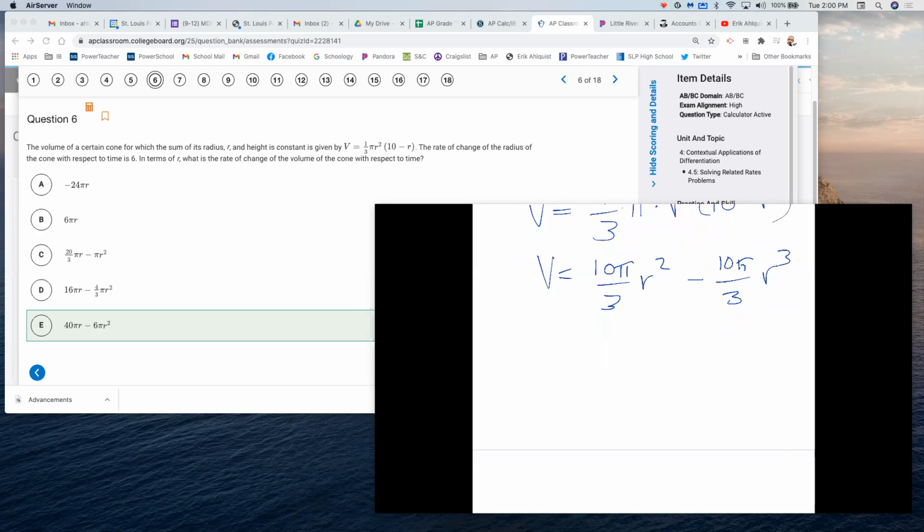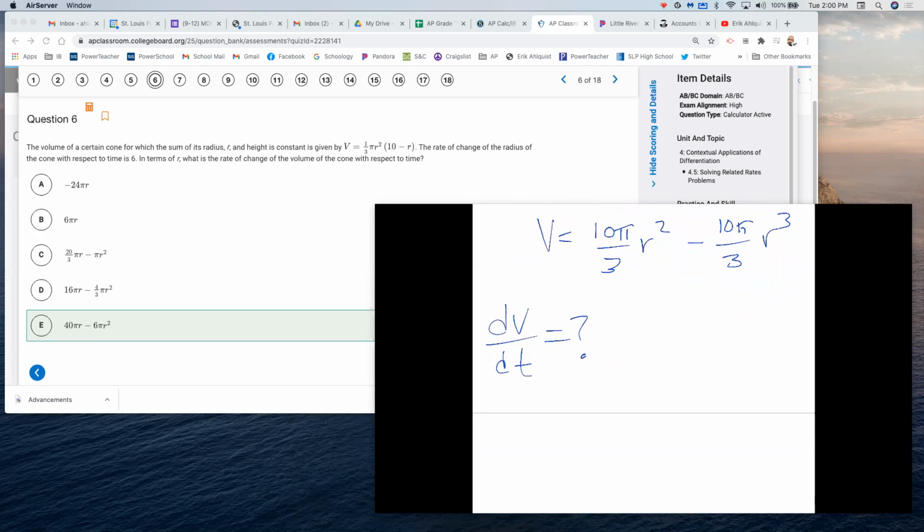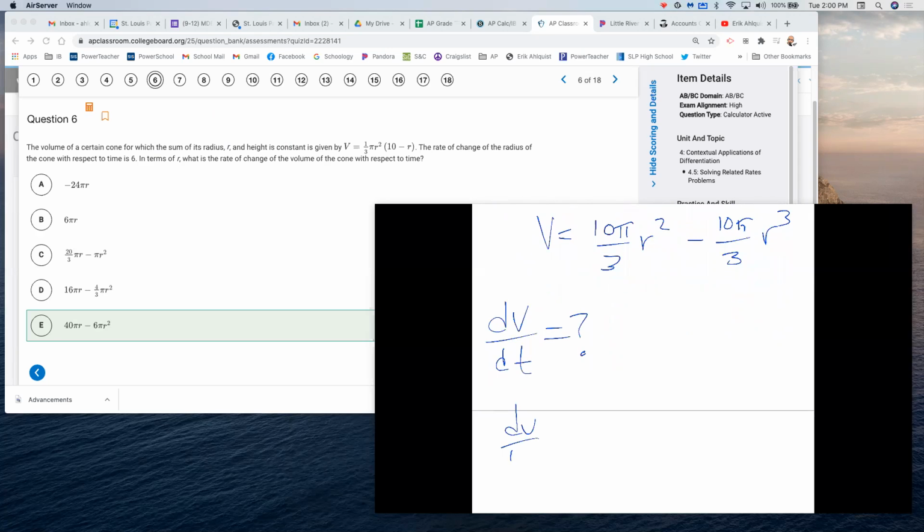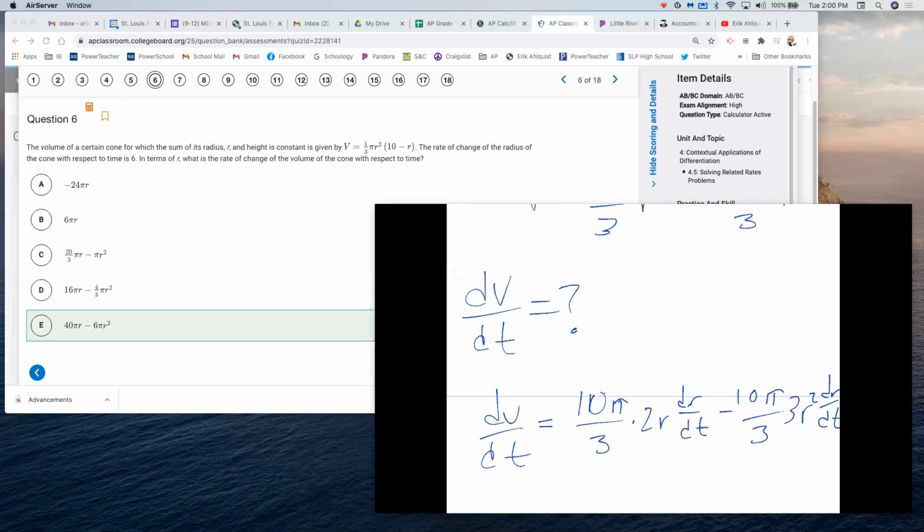Now I just have to differentiate this, where dv dt, which is what I'm supposed to find, right? I mean, that's the question. So dv dt is equal to 10 pi over 3 times 2r dr dt minus 10 pi over 3 times 3r squared dr dt. Does that make sense, what I wrote there?